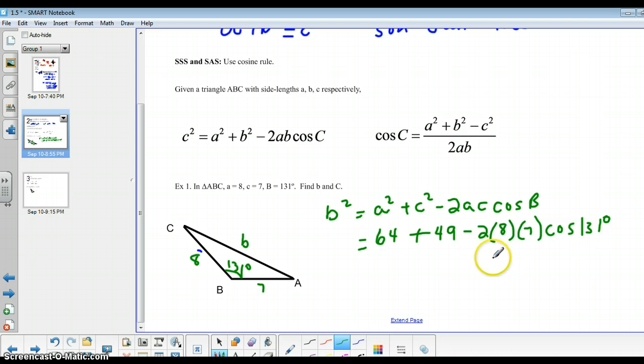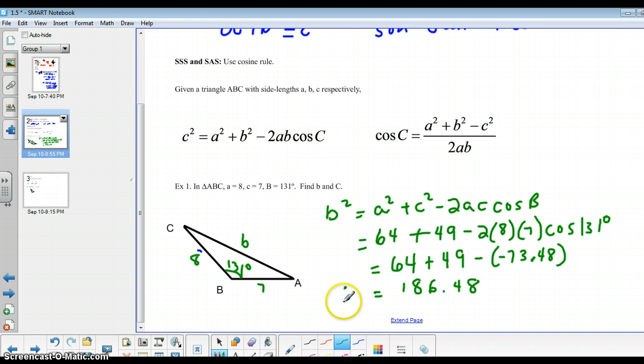Make sure you're in degree mode. Do 2 times 8 times 7 times cosine of 131 degrees. And that should end up being negative 73.48. Okay. So here you notice that you have a minus a negative 73.48. So just remember with algebra that will change to a positive. So we'll have 64 plus 49 plus our 73.48, which will sum up to 186.48.